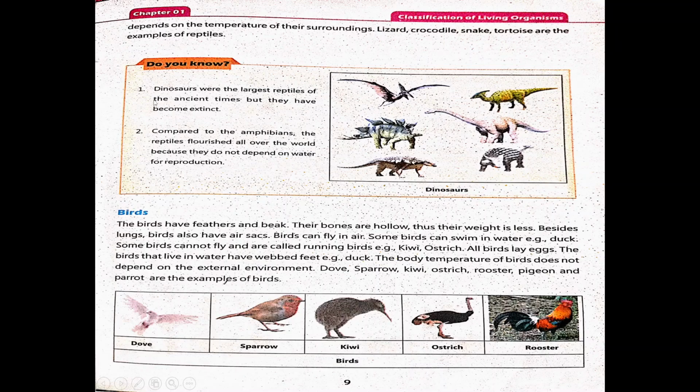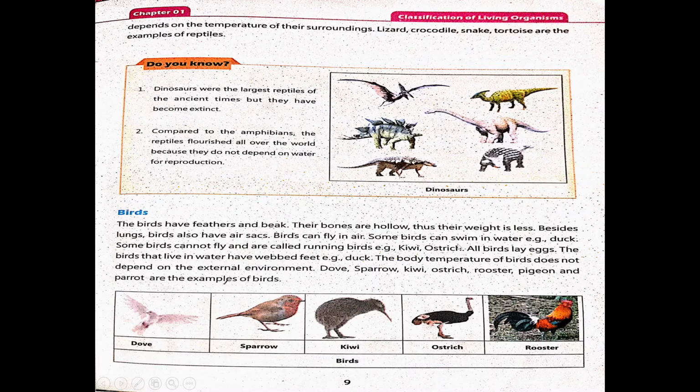Do you know? Number 1. Dinosaurs were the largest reptiles of the ancient times, but they have become extinct. Compared to the amphibians, the reptiles flourished all over the world because they do not depend on water for reproduction. Birds. The birds have feathers and beak. Their bones are hollow, thus their weight is less. Besides lungs, birds also have air sacs. Birds can fly in air.